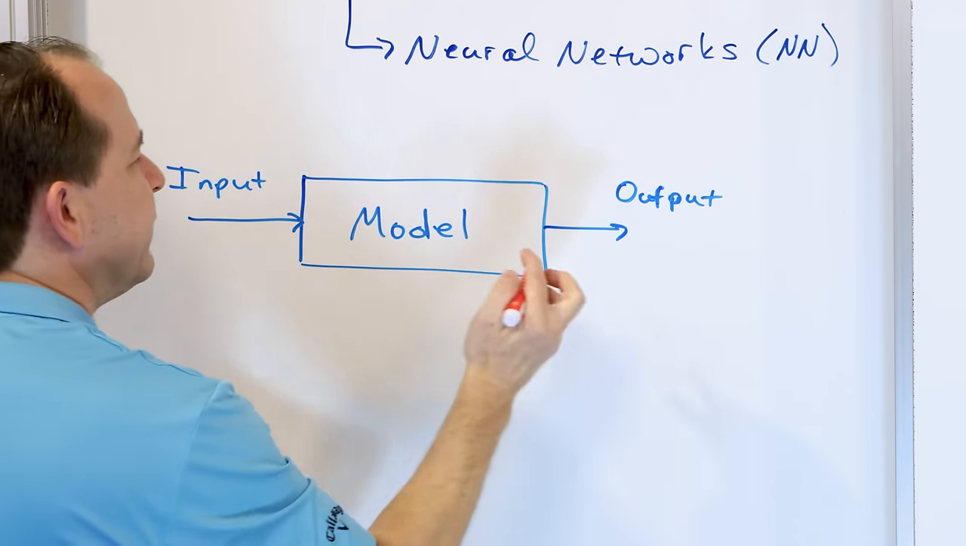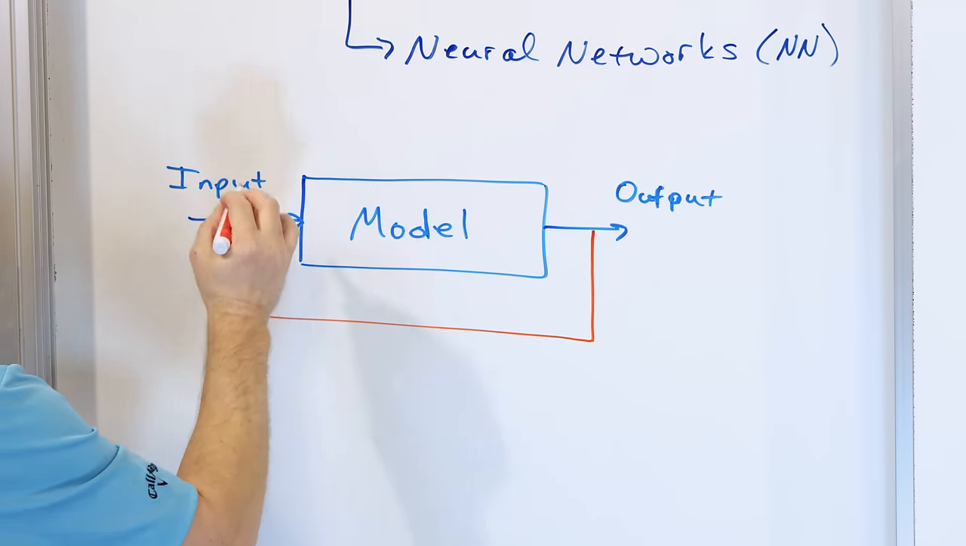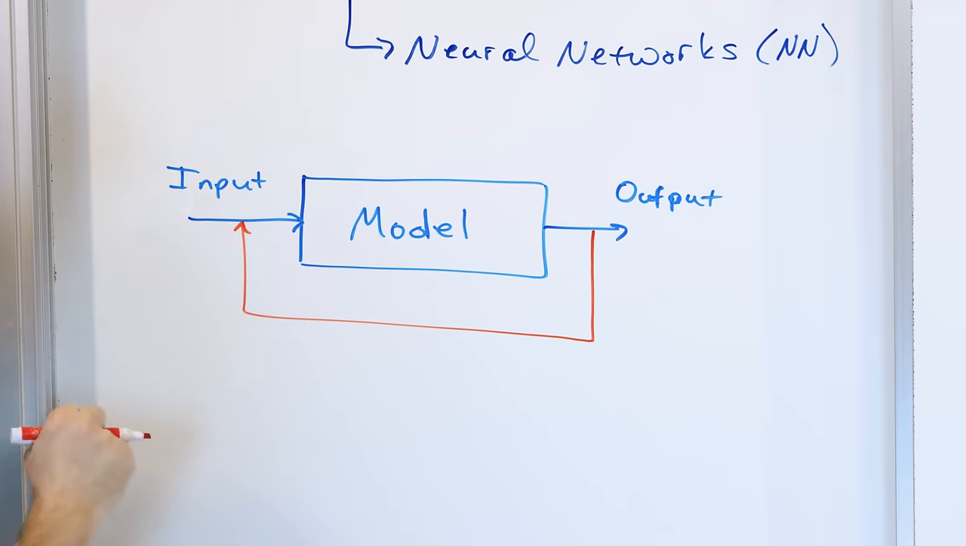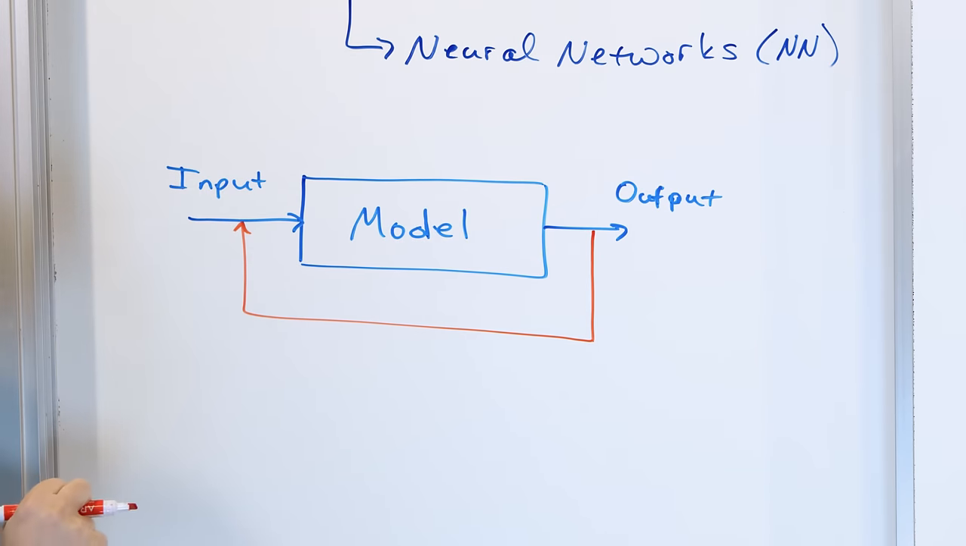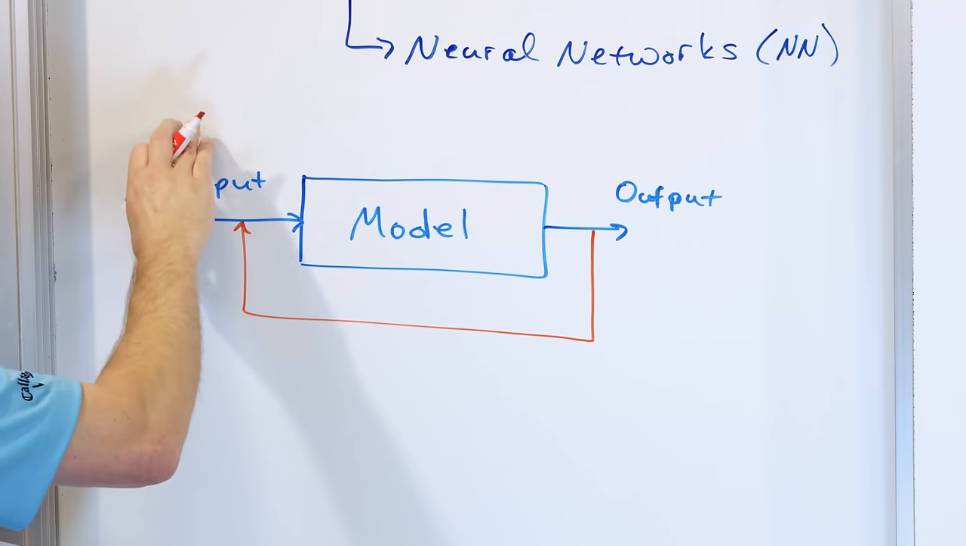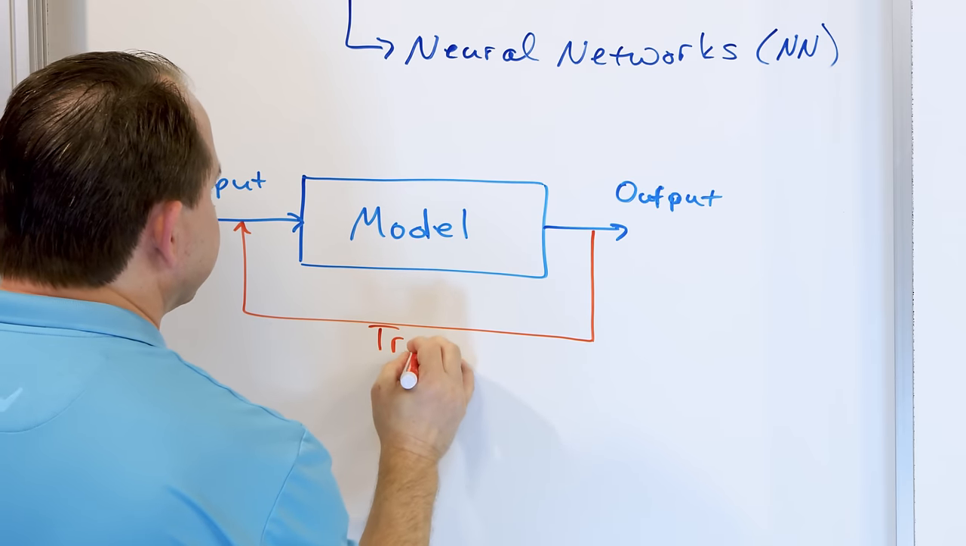Well, we want the model to get better, so what we really want to do is take from the end and go back in here and make it better and better over time. So either you take your output and you tell it yes or no, you did well or not, or maybe you just give it more data to train the model on. So what I will do here is I will say train.